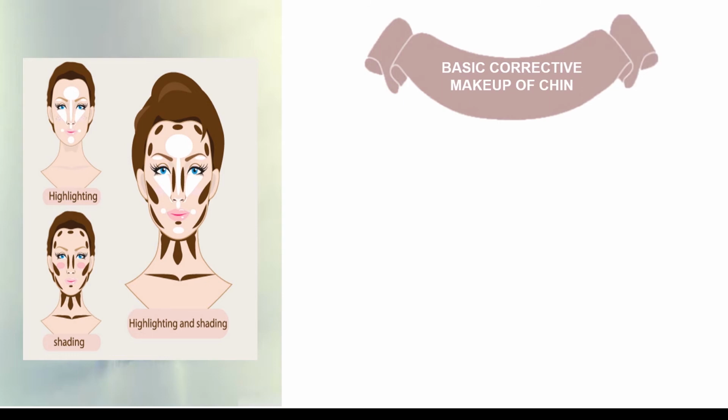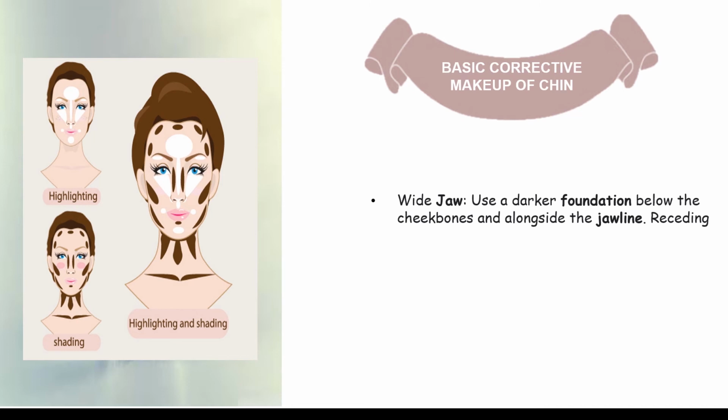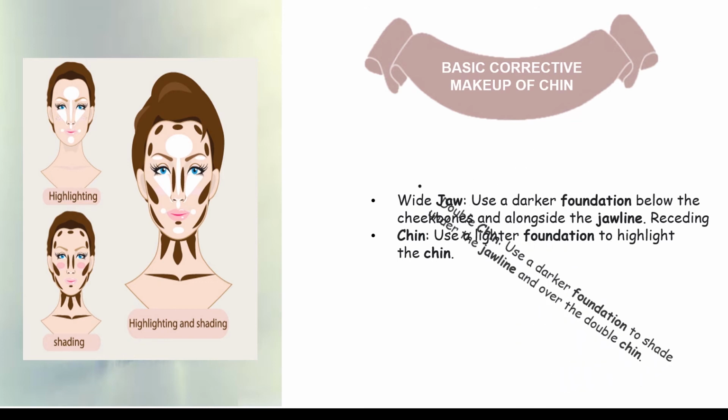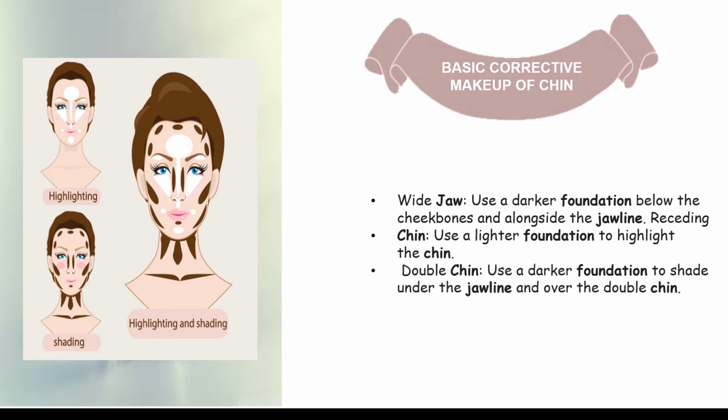Basic corrective makeup of chin. Wide jaw: use a darker foundation below the cheekbones and alongside the jawline. Descending chin: use a lighter foundation to highlight the chin. Double chin: use a darker foundation to shade under the jawline over the double chin.